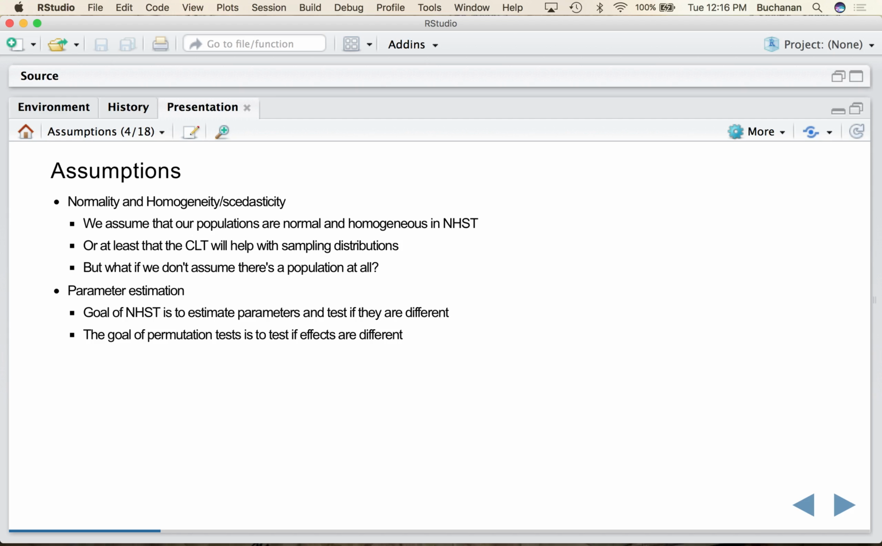And that word effect is pretty important. You'll see that. It's not testing if the means are different or the parameters are different. It's if the effects for each group are different, which is a nice way of sort of blanket testing. You could test if the variances are different or all kinds of things. But it's to test if the effects are different for each group, which might be the means. But we're not estimating those parameters. We're just testing if the groups are different somehow.